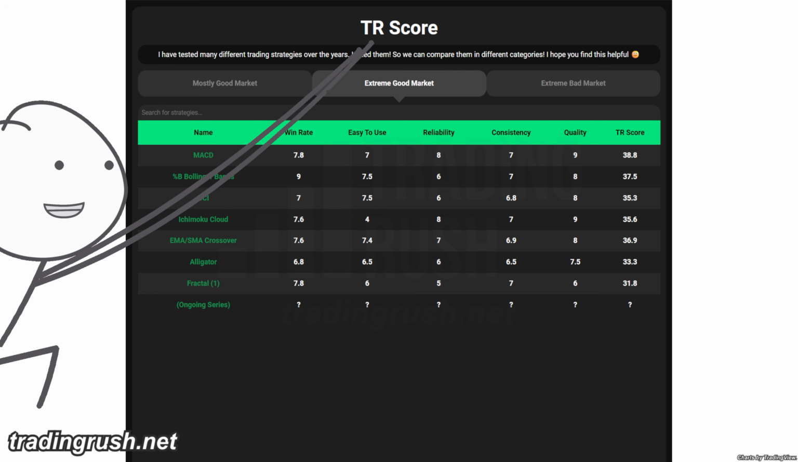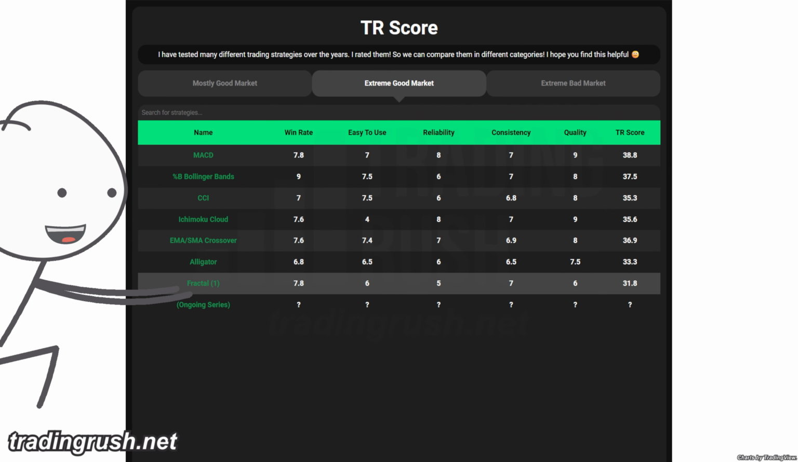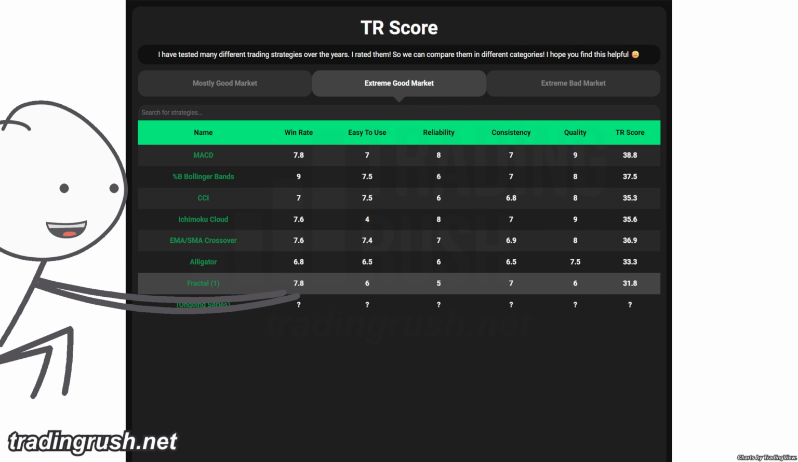Now it's time to give it a TR score, or the trading rush score. Since it got a 61% win rate in the good market, it gets a 7.8 out of 10 in the win rate category. Previously, I had given it a high score in the easy to use category. But this time, I decided to give it a lower score of 6 out of 10. This is because it looks different in the live and past market. And on top of that, we have to use the alligator indicator to filter the false signals.